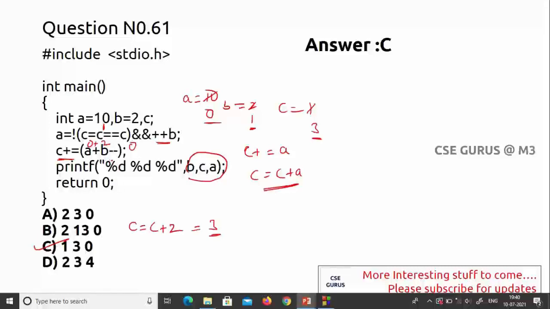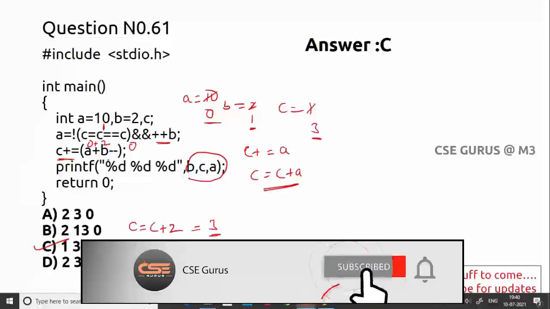So like this we have to do, and we'll see a very important one, bitwise operators, in the next video lecture.